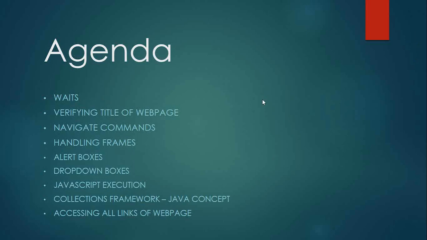So in my previous session, we were working on waits, then the verification of the title of web pages. Then we worked on a few navigation commands like history, back, and refresh. Then we worked on frames, then the alert boxes, and then drop down boxes are left. So we start from the drop down boxes for today.